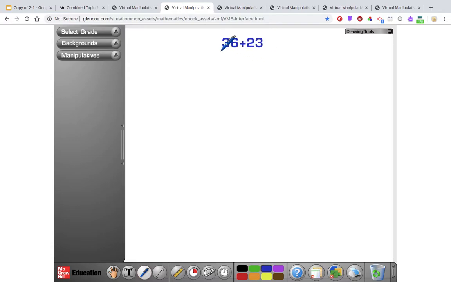So for example, in this example of 36 plus 23, 36 is going to be closer to a group of 10. So I know that if I have 6 in the ones place, in order to get to the next 10, I'm going to need 4 more. So I'm going to break apart this 23, and I'm going to take 4 away from it so that I can make that 36 into a group of 10.